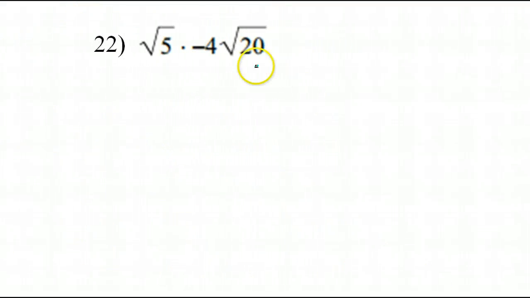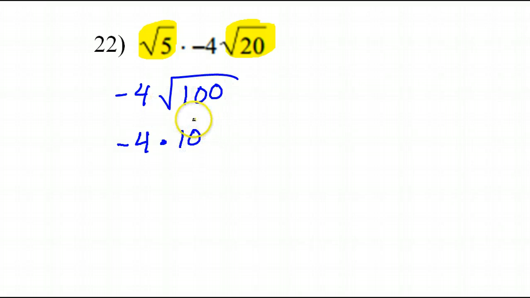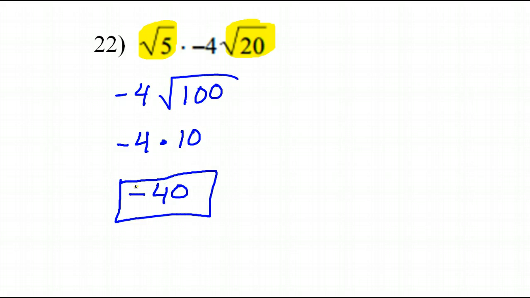Alright, last problem. Okay, again, I'm going to multiply. So that -4 is just going to hang out for a little while because the radicals are going to multiply. Now 5 times 20 is 100. So this is going to be the square root of 100. But 100 is a perfect square. I should have made it in red, but I'm not going to. So this is going to be -4 times 10. Square root of 100 is 10. So that will just very quickly give us -40. And that is our final answer.